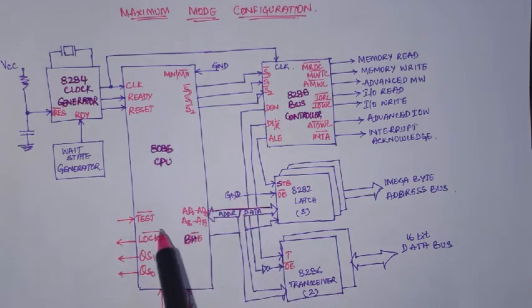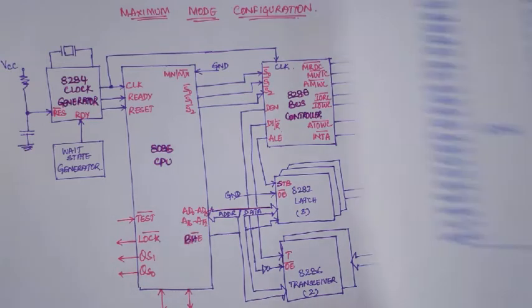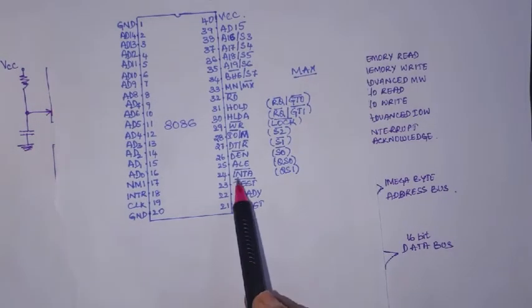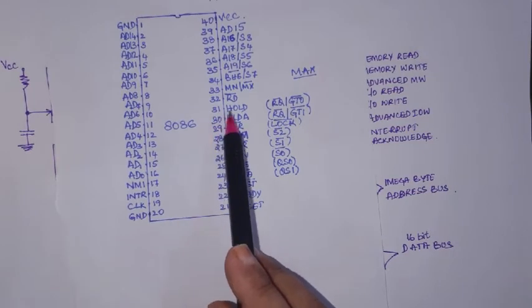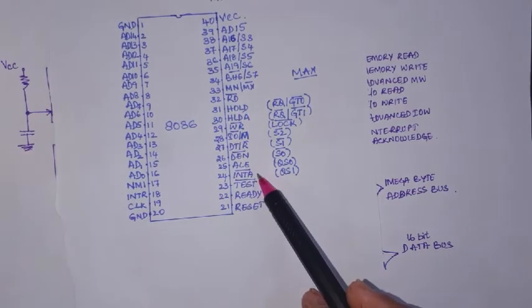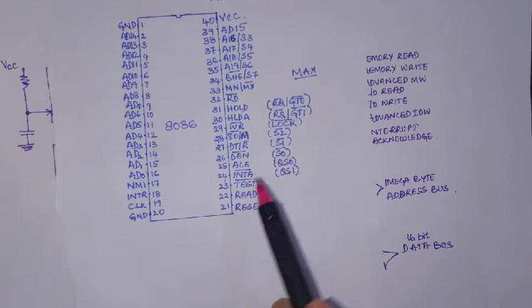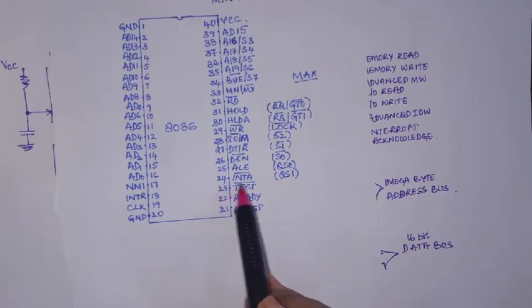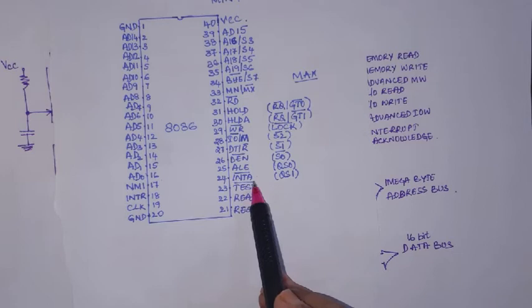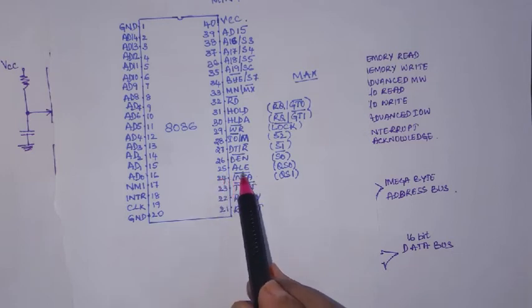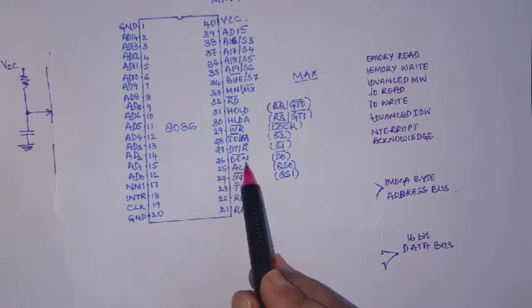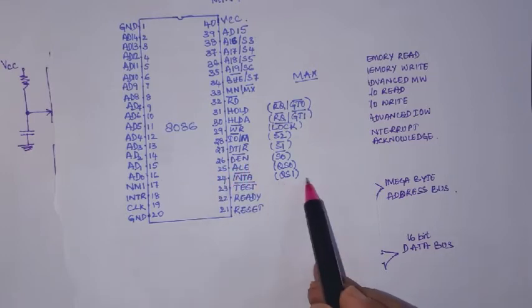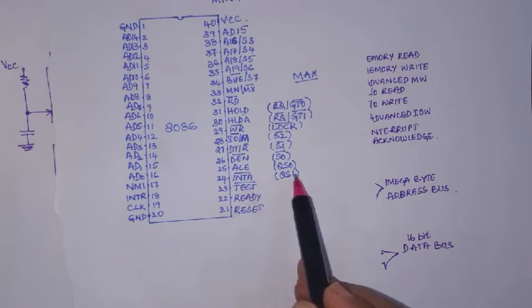When the 8086 processor is operated in maximum mode, pins 24 to 31 will have a different specification. In minimum mode, pin 24 is for interrupt acknowledgement, the 25th pin is for address latch enable, and 26 is for data enable bar. In maximum mode, these will have a different specification.